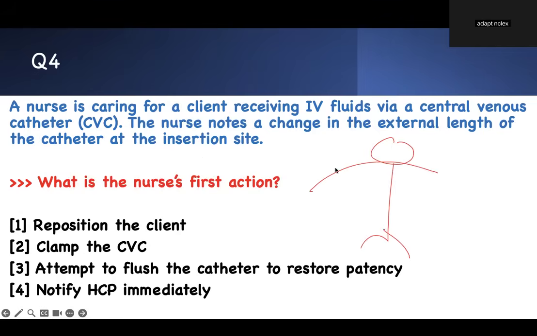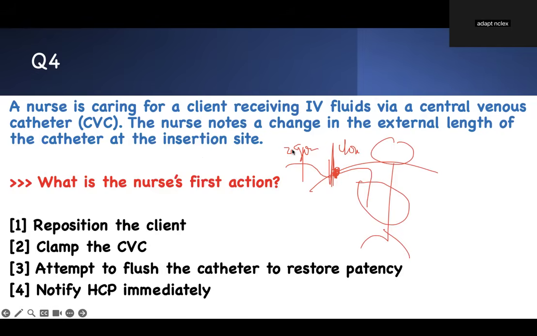This is the patient. This is the IV going down here into the heart. When you look, you mark here, this is 40 centimeters. Next time you see it, it's now like 80 centimeters, or 10 or 20. Whatever, the size and the location has changed. What would you do? Reposition the client, clamp the tube, attempt to flush the catheter to restore patency, or notify the health care provider? Think about it.